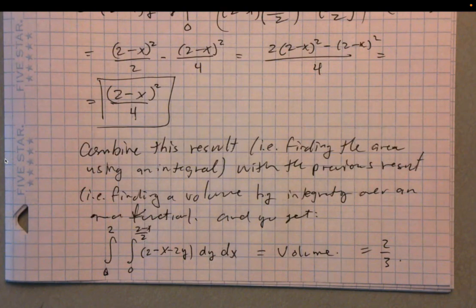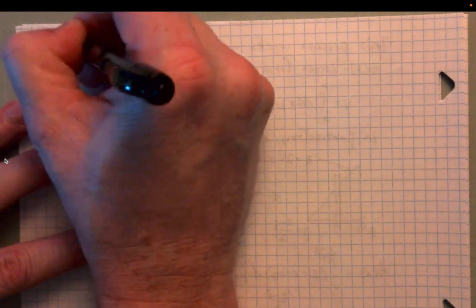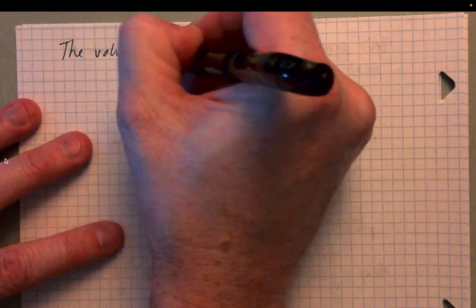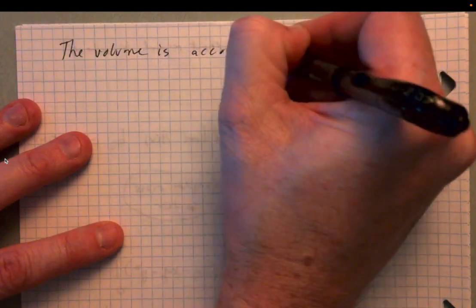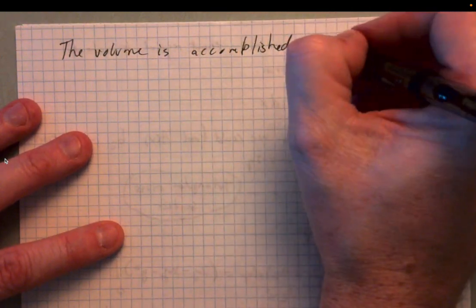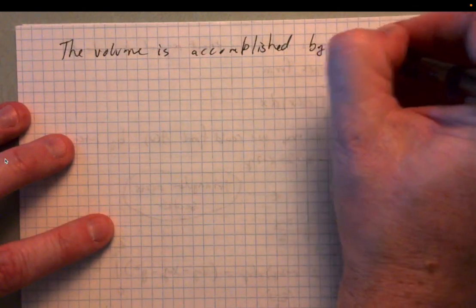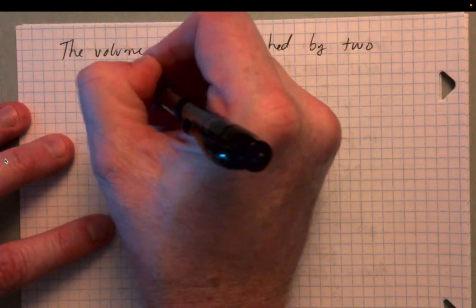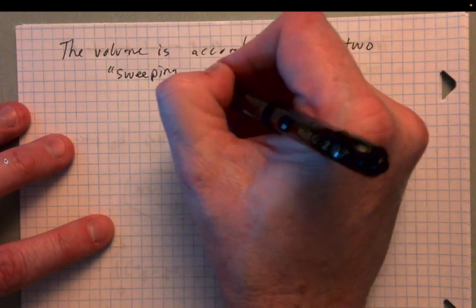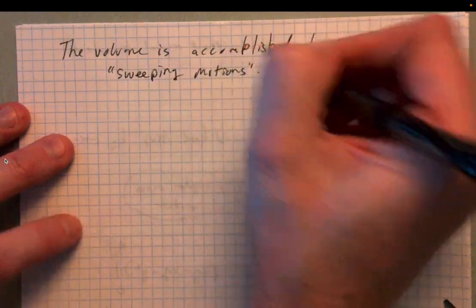And so that's the idea. That's the basic gist of what we want to be able to do with these double integrals. Via iterated integrals, we want to be able to calculate this. Now, the way you should think about this, how is the volume accomplished in this way? The volume is accomplished by basically two sweeping motions. Okay, let me try to draw a picture.